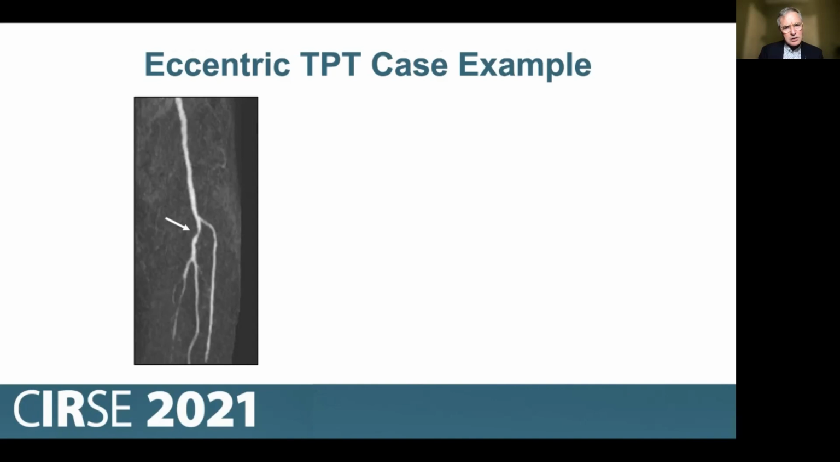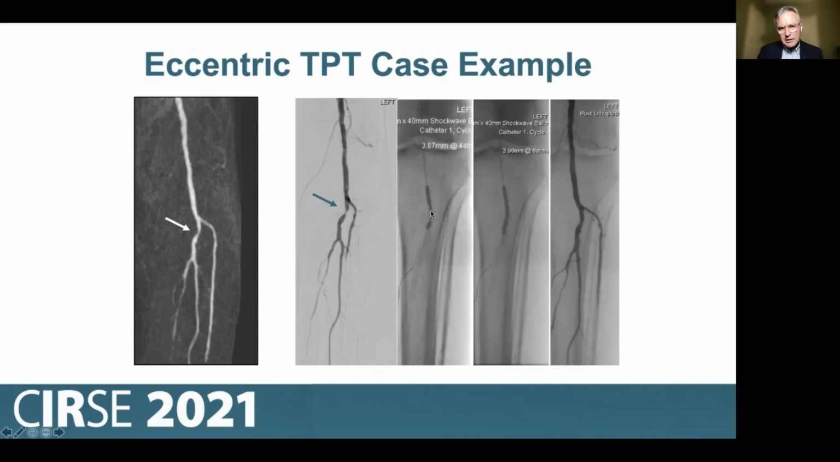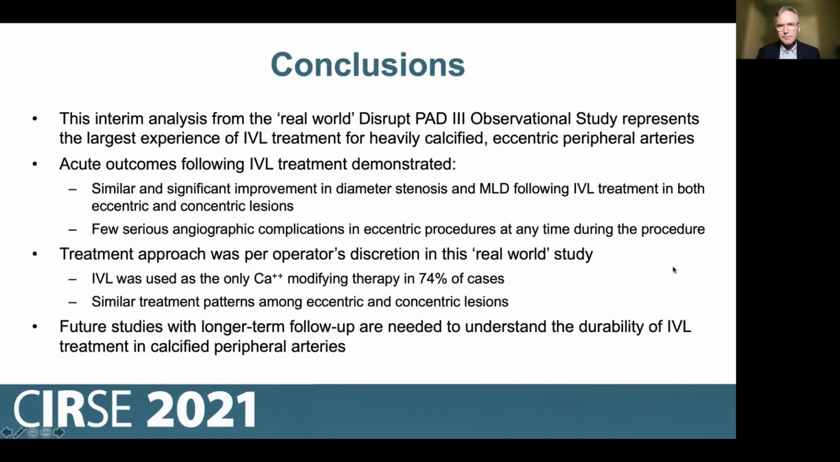Here's a stenosis of the tibioperoneal trunk, with significant calcification. We use the S4 catheter here for the tibioperoneal trunk intravascular lithotripsy, with an excellent result.